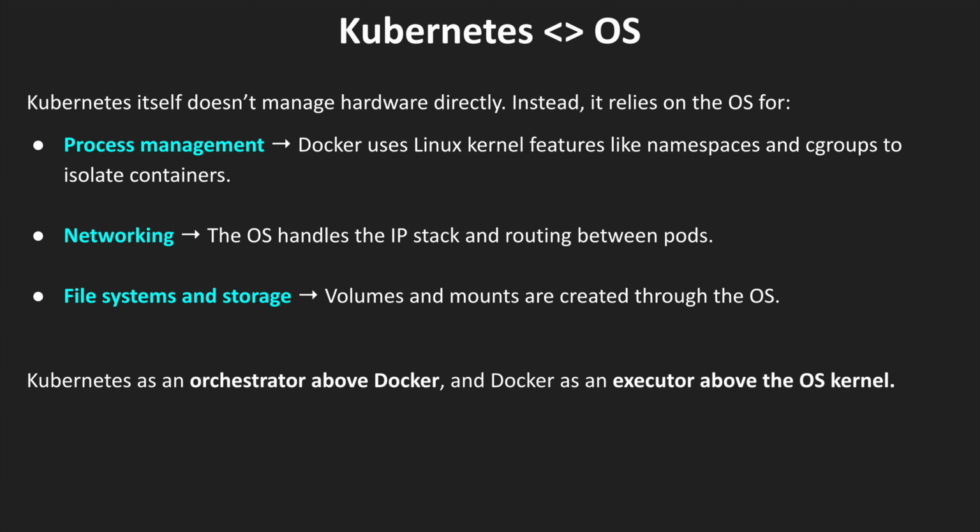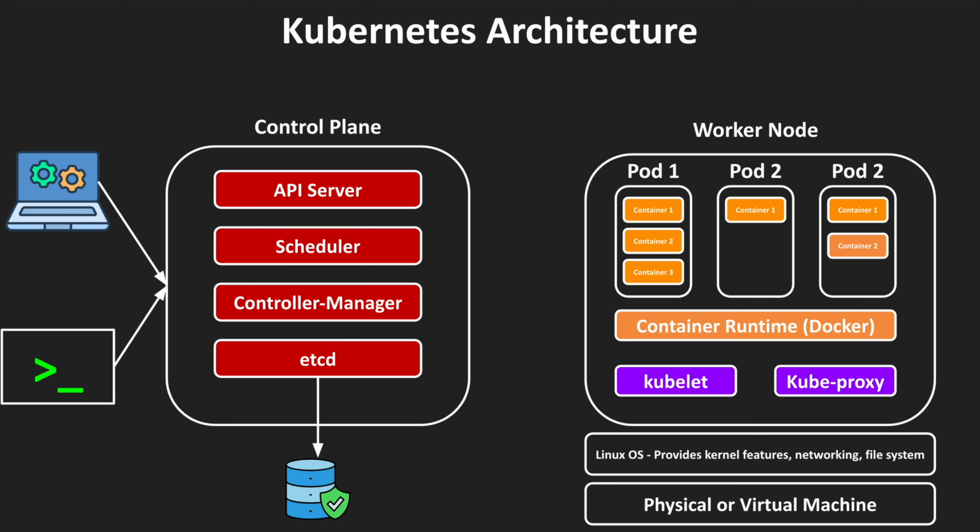To sum up, Kubernetes is the orchestrator above Docker, and Docker is the executor above the operating system kernel. And to our previous architecture, we can add two more parts.